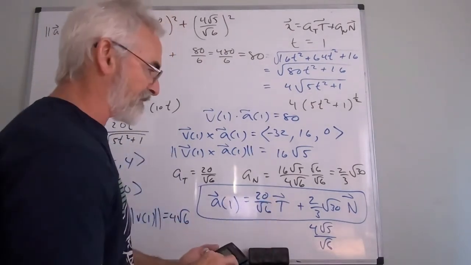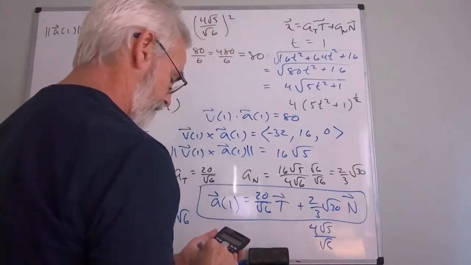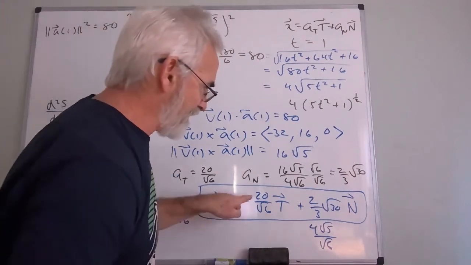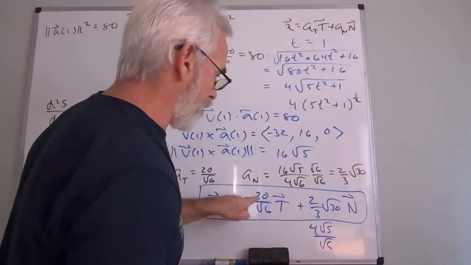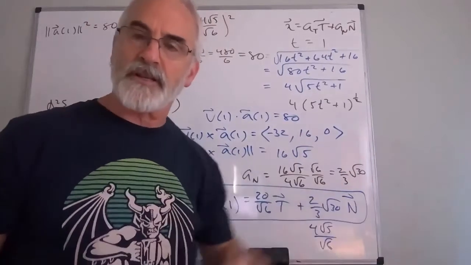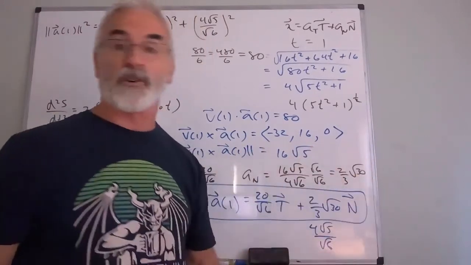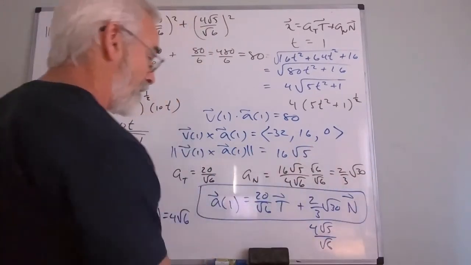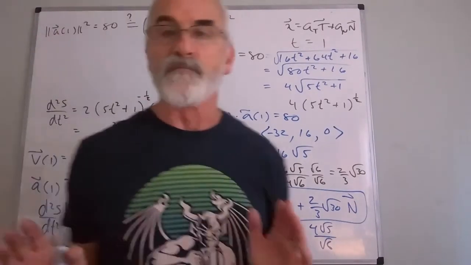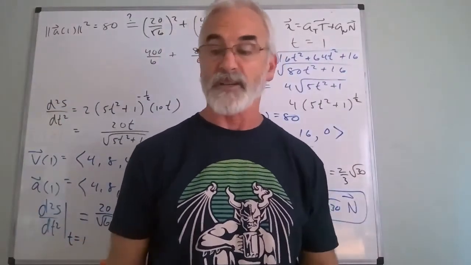Is about 8.1 something. 4 root 5 is a little more than 3.5. This number here is a little more than double this number here. What does that mean? That means that the tangent is more dominant than the normal. So in other words, I'm straighter than I am circular. That's all it means, because that coefficient is more than double that coefficient. There's more pulling you in the straight direction than there is pulling you into the center of the circle. That's how you can interpret that.